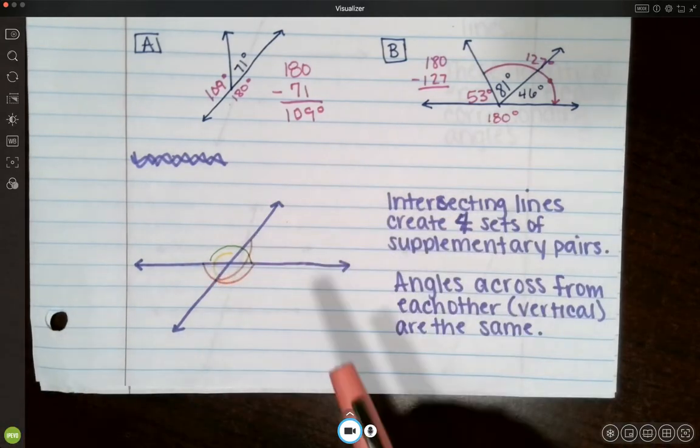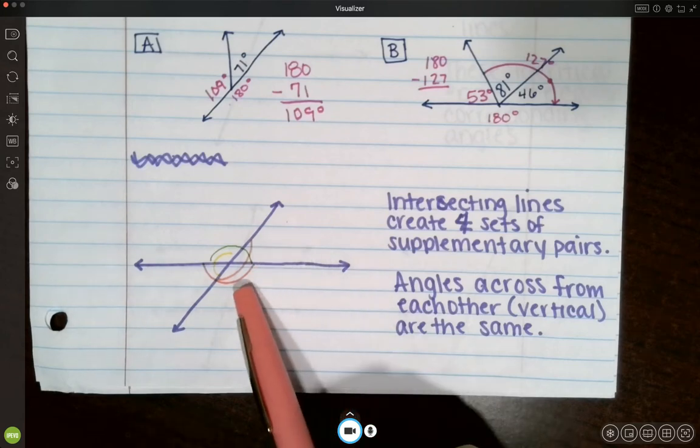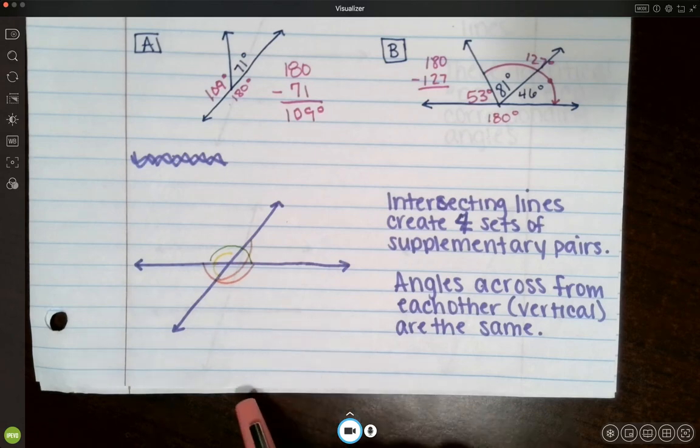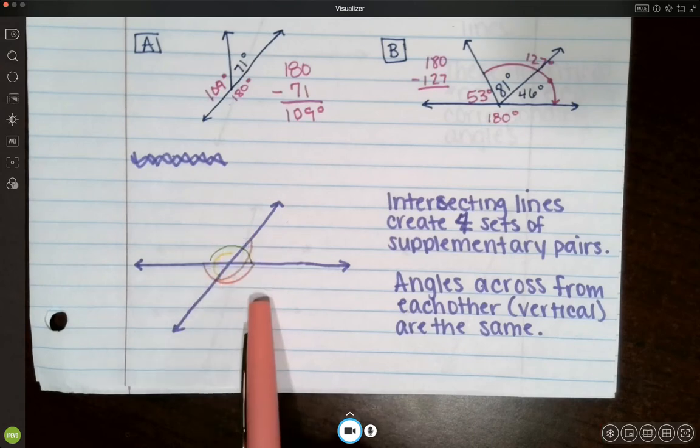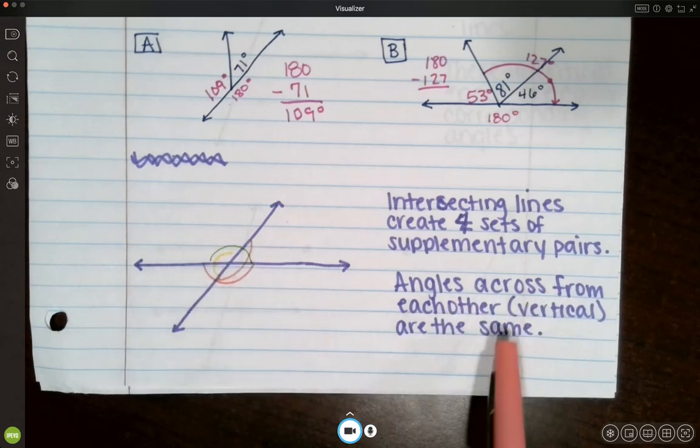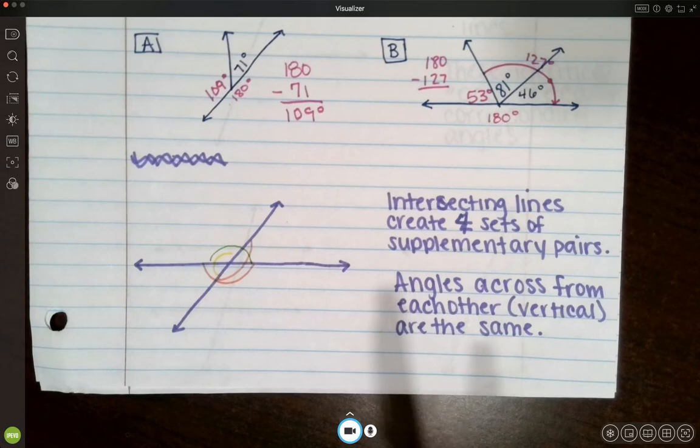Now, if you notice, in every single corner of each angle, there are two different colors. What that means is that each pairing has to use its neighbor, which means the angles across from each other have to be the same value.